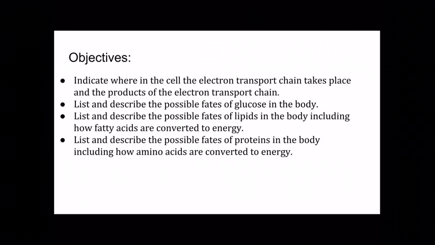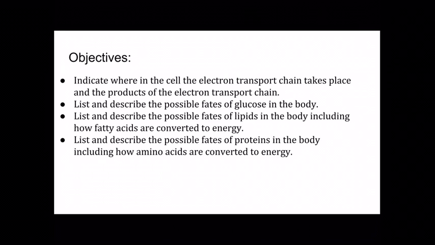Okay, so that takes us to our objectives to check that we've done these, and I believe we have. So we've talked about where in the cell the electron transport chain takes place, which is in the mitochondria, specifically along certain proteins in the inner membrane of the mitochondrion, and the products of the electron transport chain. So we had water as a product, and we had FAD and FADH and NAD molecules as products, and we also had, of course, our main product that we're after, ATP. So lots of ATP is the product of the electron transport chain.